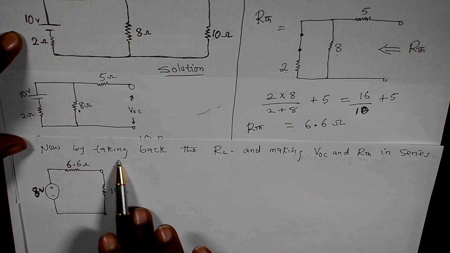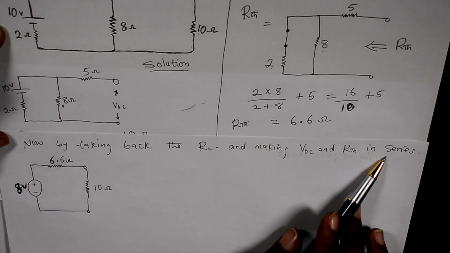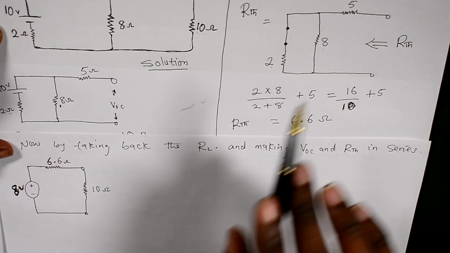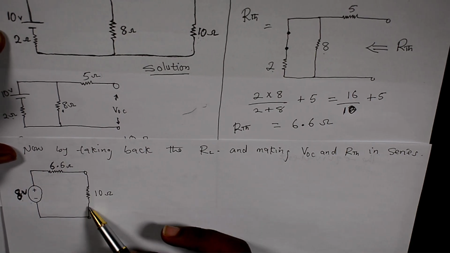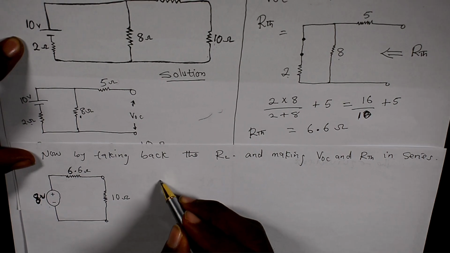So now, by taking back the R load and making VOC and R Thevenin's in series, this is the VOC that we found as 8 volts, and this is the R Thevenin's. So we bring back the R load. So now we are going to find the current.